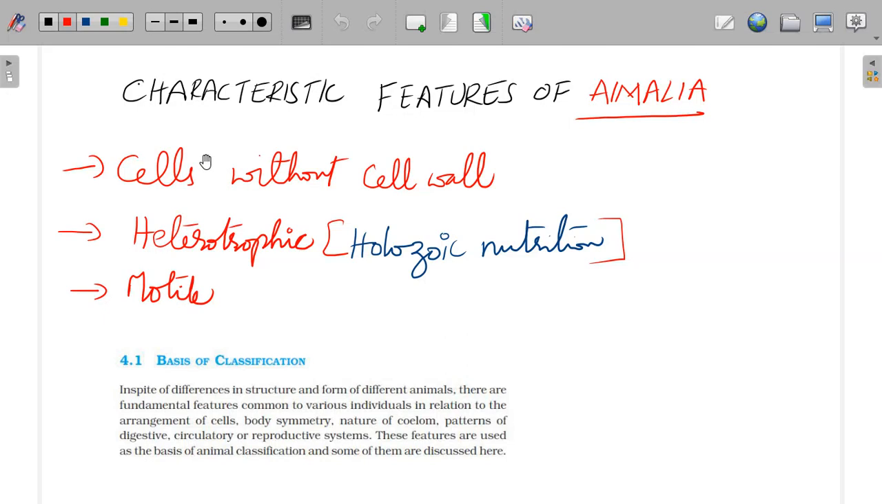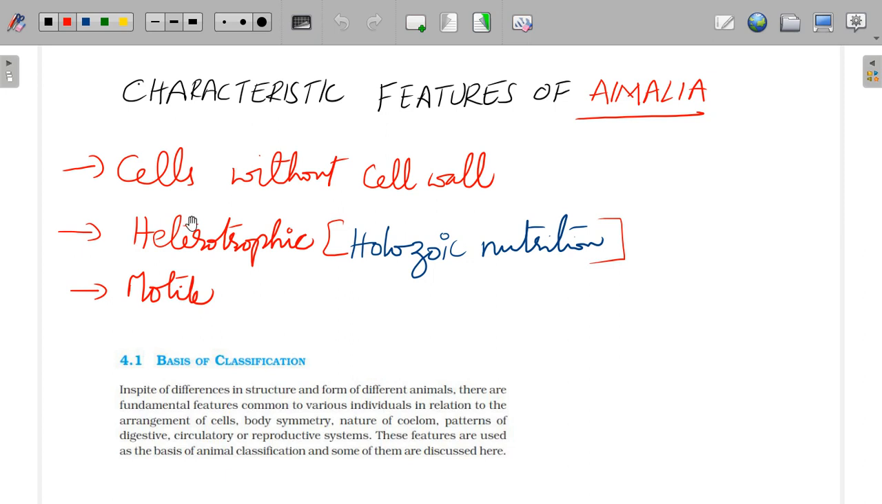Earlier, I already said about online classes, especially recorded classes, to use the time so that we can complete the syllabus on time. So here, the next chapter, chapter number 4, it's all about animal kingdom. So I'm going to start the lesson, and here are some of the characteristics of the Animalia kingdom.